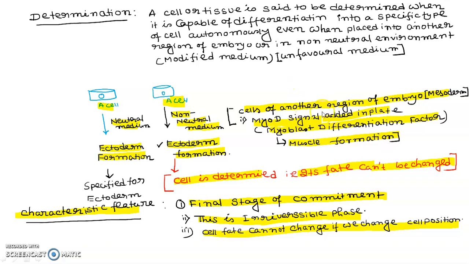Now, if you take the cell to another region of the embryo, with a non-neutral environment, you can give a MyoD signal. MyoD is a myoblast differentiating factor for mesoderm formation, which helps to produce muscle. Still the cell is determined, that is, its fate cannot be changed. A characteristic feature of determination is that it is the final stage of commitment. This is an irreversible phase, and cell fate cannot be changed even if we change the cell position. So determined cells are permanent, and they will not change their fate.